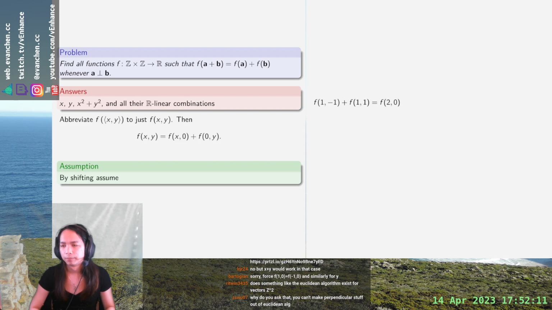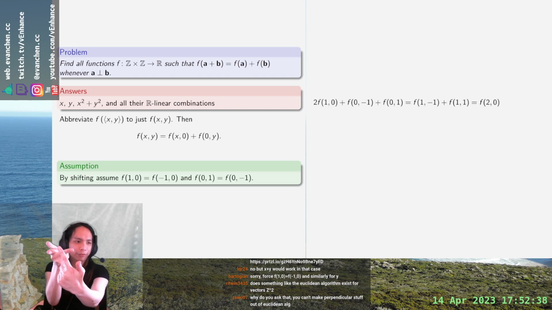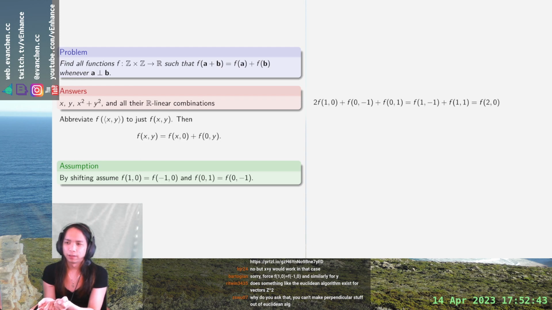And we can make it symmetric, I think. So then I don't have to deal with crap like... So it's like 2f of (1, 0) plus f(0, -1) plus f of (0, 1). So if you know the four dots next to the origin, you can get (2, 0). And I'm willing to bet you can get everything actually, just from using this.